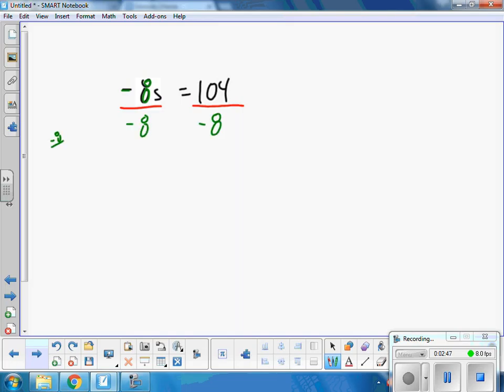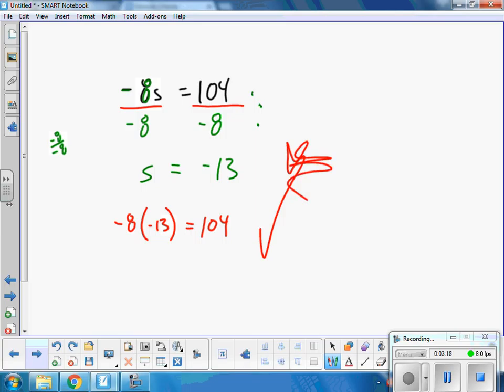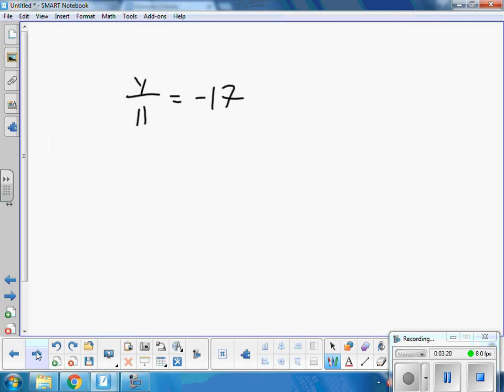And negative 8 over negative 8 is 1. And that's what I'm trying to get to. I'm trying to have just one s here. And when I do that, I have 104 divided by negative 8. A positive divided by a negative will be negative. 104 divided by 8 is 13. So if I want to check that out, I can say negative 8 times negative 13, because that's what s is, equals 104, and that is true. Fiery check mark.